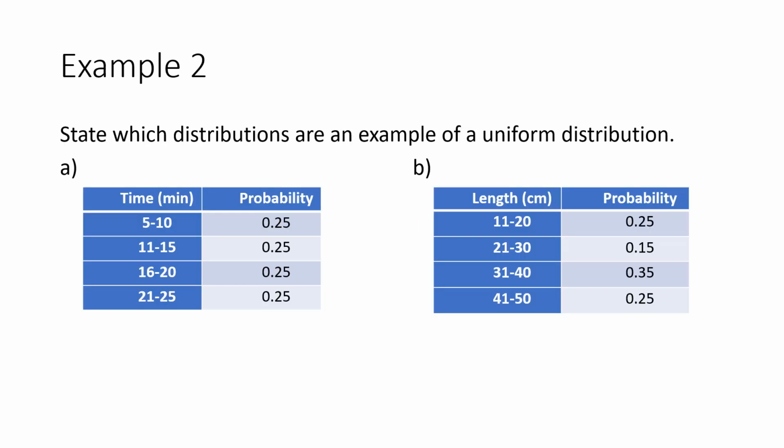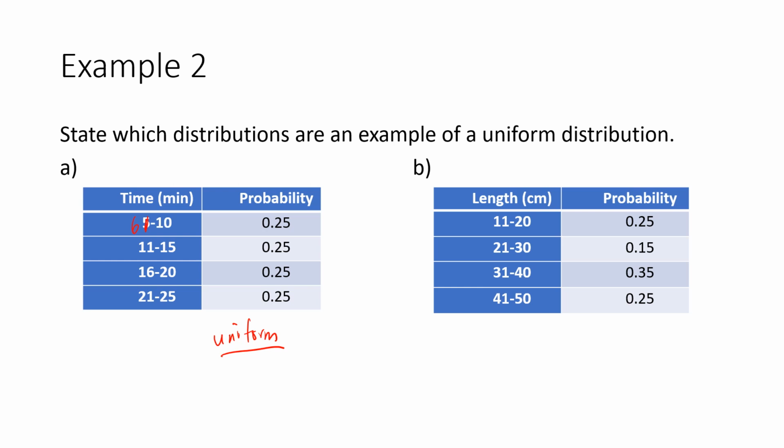So let's get a very simple example. Say which distributions are examples of uniform distribution. So here, this would be uniform, right? Because the probabilities are the same for each 5-minute interval. Okay. Sorry, this should be 6 instead. 6 to 10.